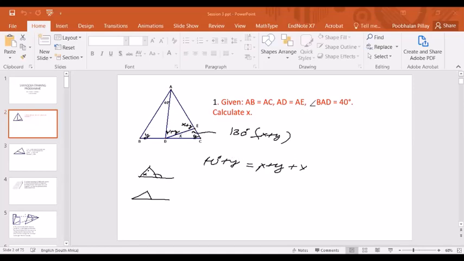And now you got an equation. And that's the whole idea in mathematics. You somehow try to get to an equation, and then you use your school mathematics to solve the equation. So here the Y's cancel, and your 40 degrees is equal to X plus X. So X is equal to 20 degrees.